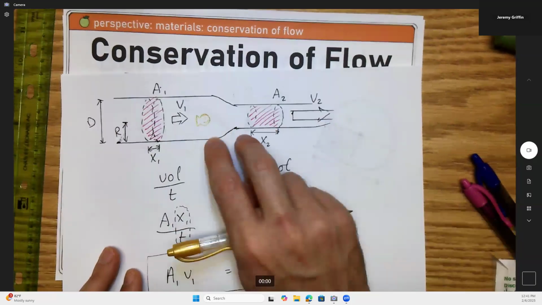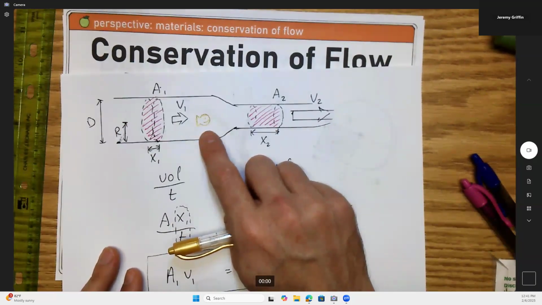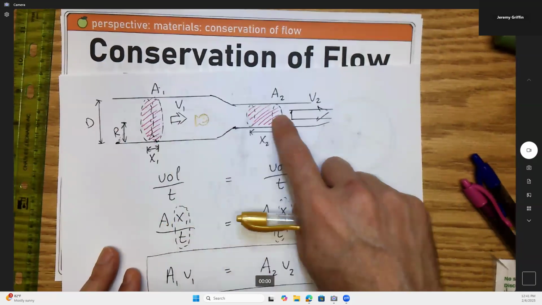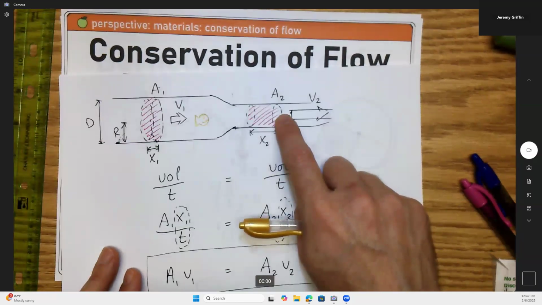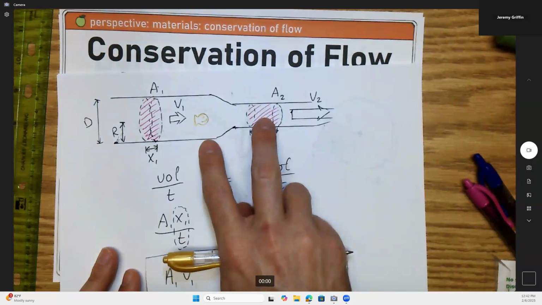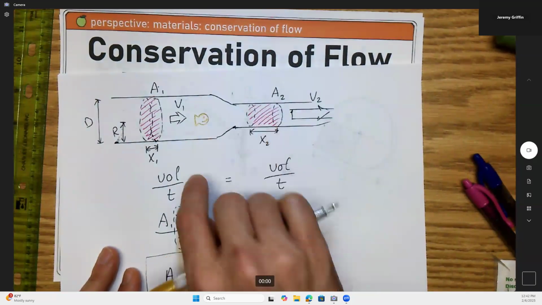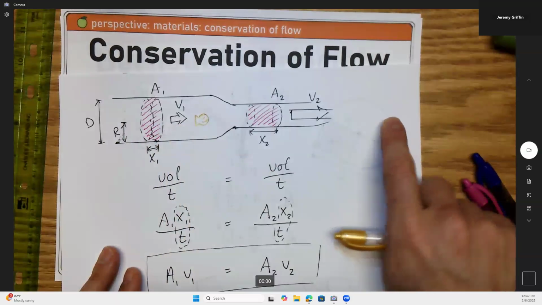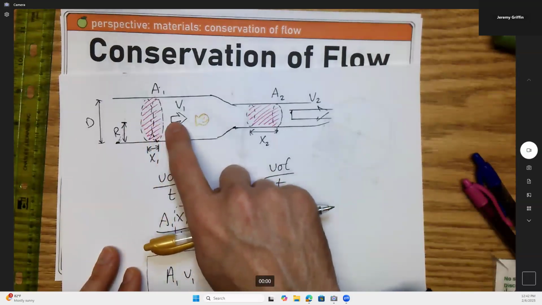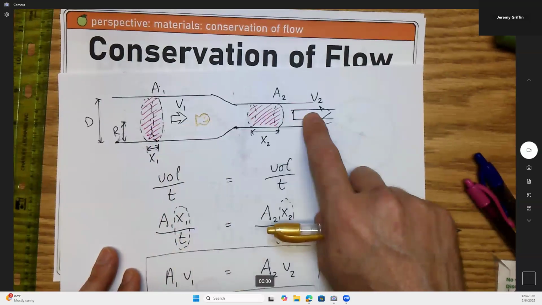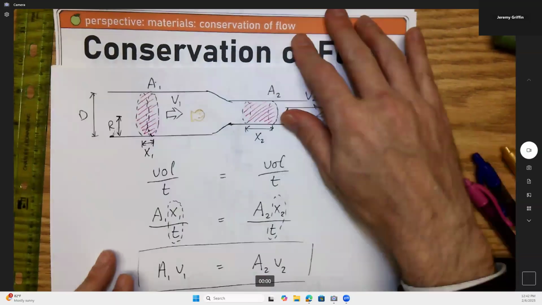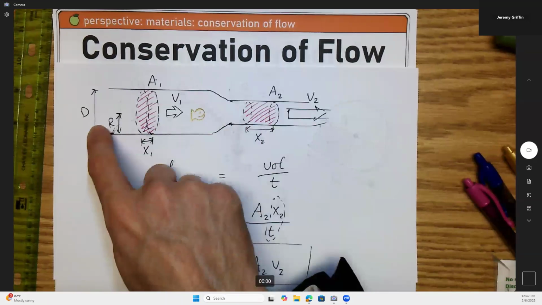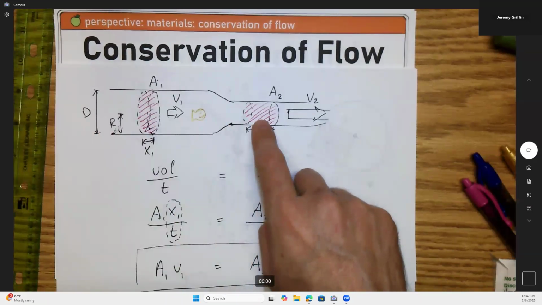But from the perspective of the goldfish, I want to ask a question, not about speed, but about pressure. Does this fish feel the same pressure here as here? Yes or no? Turns out no, because turns out moving fluids, the pressure actually changes. Now, do you think going from the big pipe where the water's moving slow to the small pipe where the water's going fast, is the pressure on this fish going to increase or decrease? Let me see a show of hands. What do you guys think? How many of you think that the fish feels an increase in pressure? Who thinks that? How many of you think the fish feels a decrease in pressure? Who thinks that?